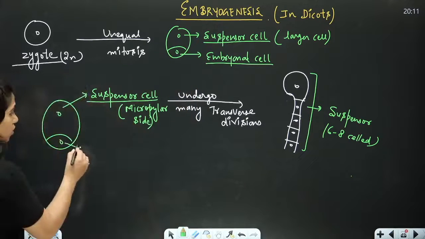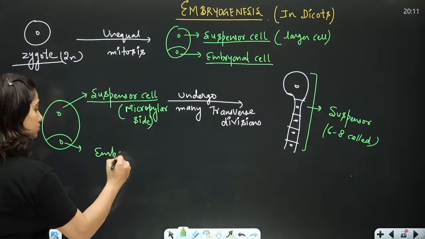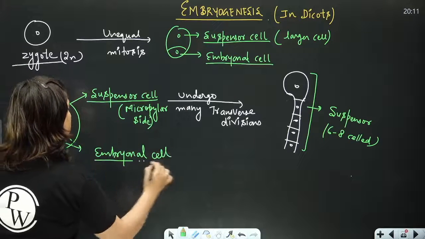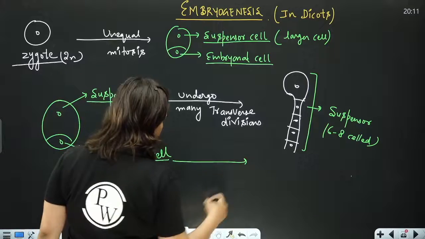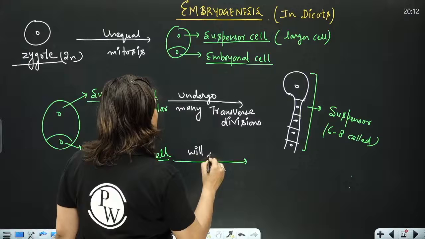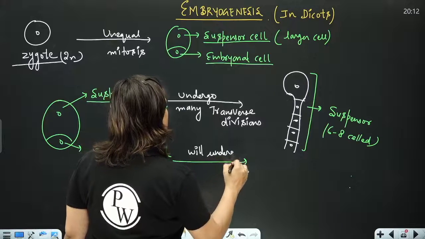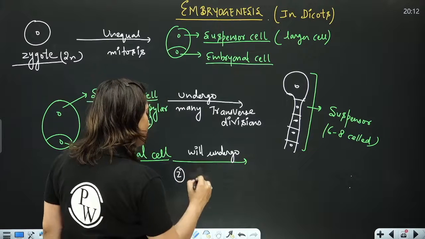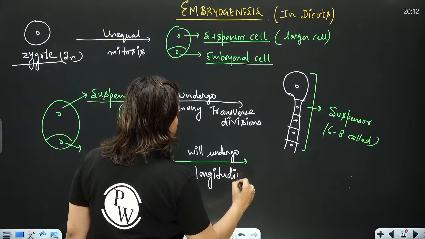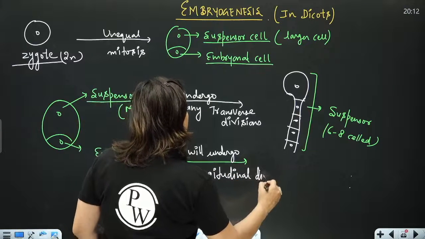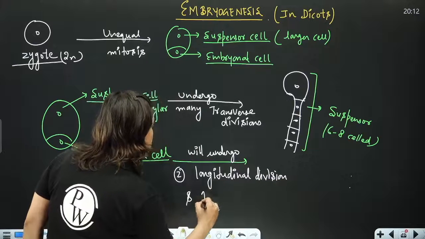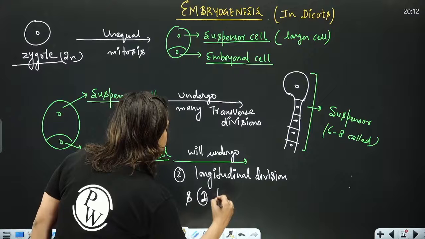This embryonal cell will undergo two longitudinal divisions and one transverse division.